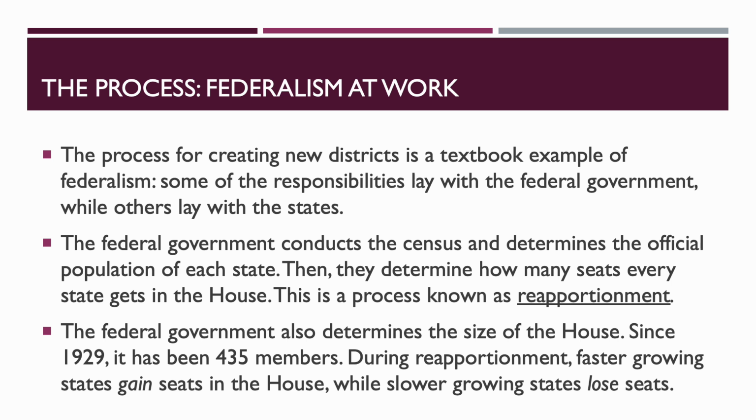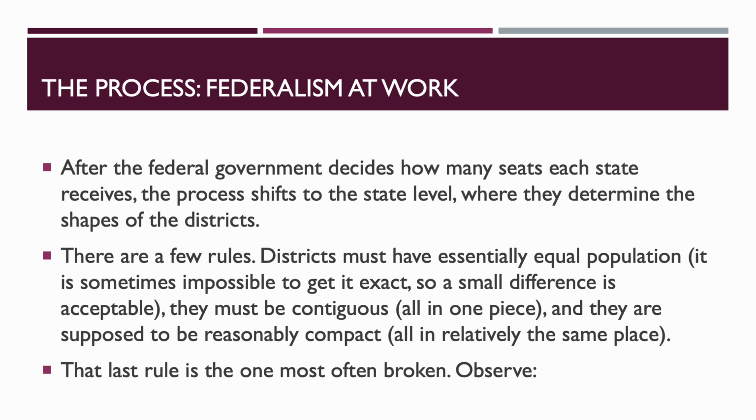So, as I mentioned just a second ago, during reapportionment, faster growing states, states whose population proportionally is increasing rapidly, will gain seats in the House. Slower growing states will, at the same time, lose seats in the House. After the federal government makes those determinations, the process then shifts to the state level.